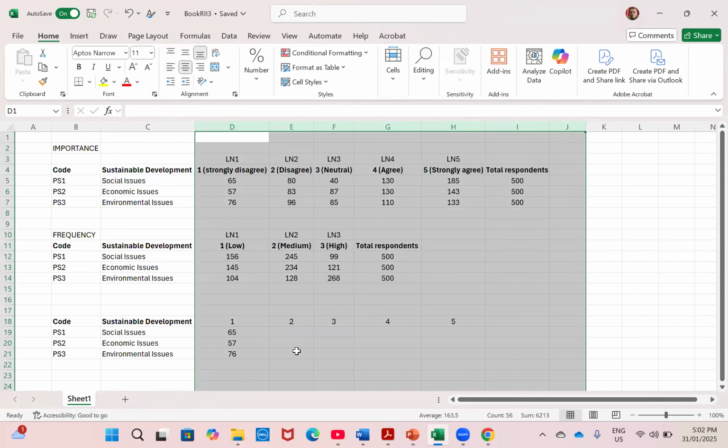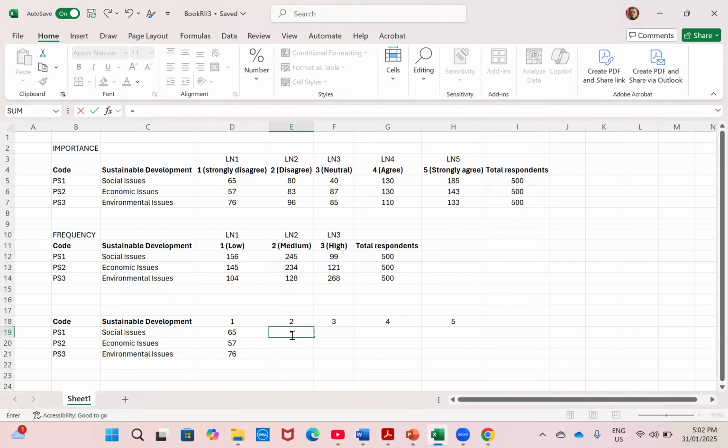Now let's go to 2. So for 2, we have to multiply 2 by each of the total respondents, by each of the factors as to how the respondents have responded to that. So 80 by 2, and you drag this down because it's going to be the same. Great. Now we do it for 3. This by 3. Then you drag it down.